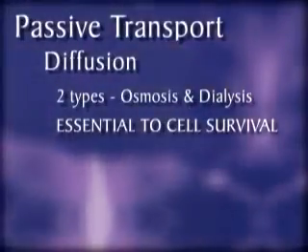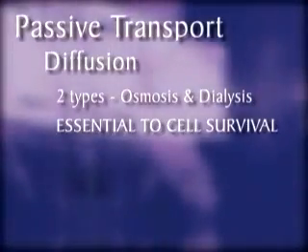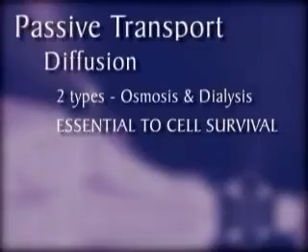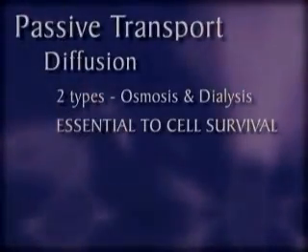Nutrients must enter, wastes must exit. The structure of the membrane allows for the processes to take place, which enables the cell to live.